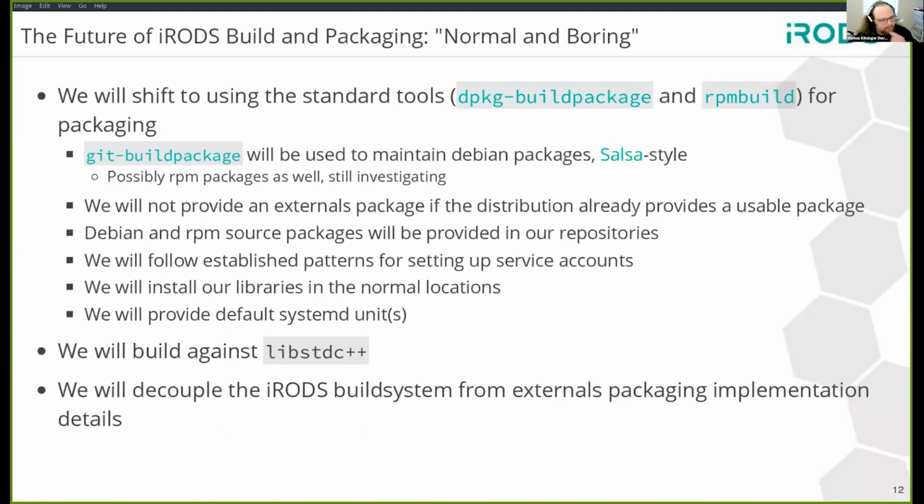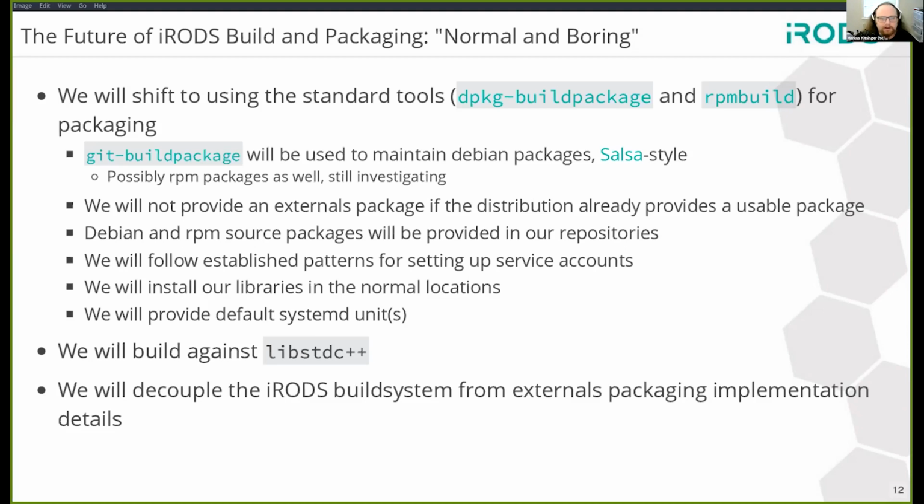So here's where we're headed with our packaging. This is the new approach. We're going to shift to using the standard tools, dpkg, dpkg-buildpackage, and rpmbuild for packaging. And we're going to use git-buildpackage to maintain our Debian packages in the same way that Debian themselves do on their Salsa GitLab instance. We might also be using it for our RPM packages as well. We're still investigating. We won't provide externals packages if there's already a perfectly usable package in the distribution repositories.